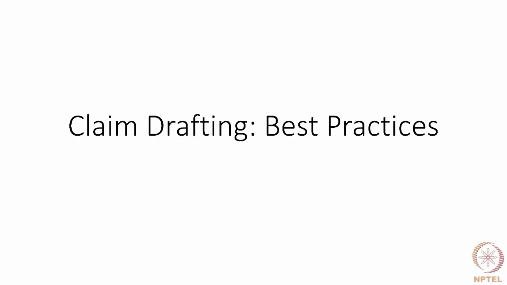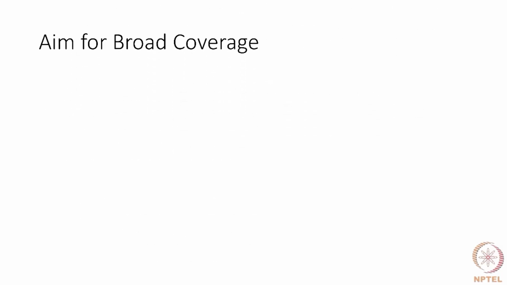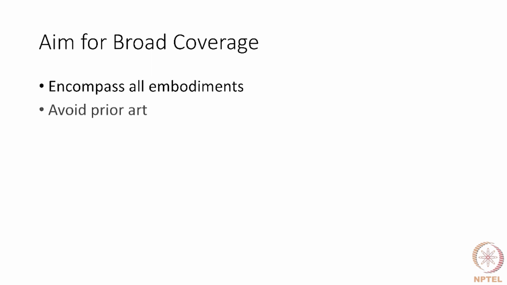Claim drafting best practices. Let's look at some of the best practices that you need to follow while drafting the claim. Aim for broad coverage. Now, this is something which you will do because once you have an invention, you will have to look at all the embodiments that the invention is capable of, and your description should encompass all the embodiments. You can only claim an invention, or the scope of the claim can only be, as far as the prior art will permit it to be. So you should avoid the prior art and at the same time have a claim as broad as what the prior art will allow you to have.